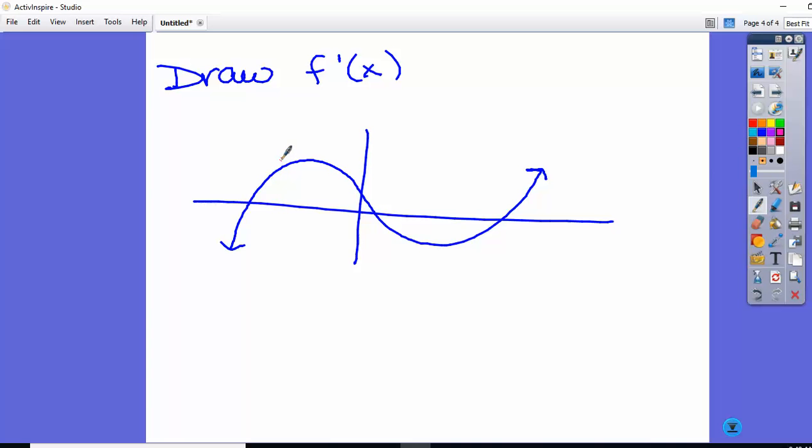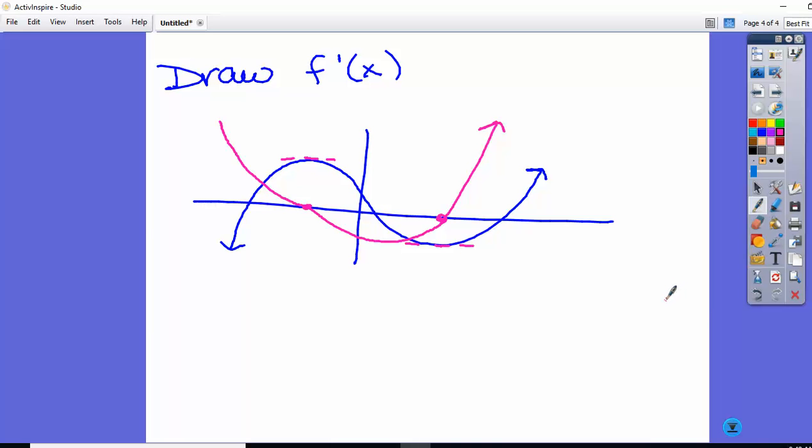Okay, so we know anywhere we have a max or a min, the derivative is 0. This section of the graph was increasing, so that means my derivative is positive. This section of the graph was decreasing, so the derivative is negative. This section is increasing, so the derivative is positive. So, just a rough sketch along those lines.